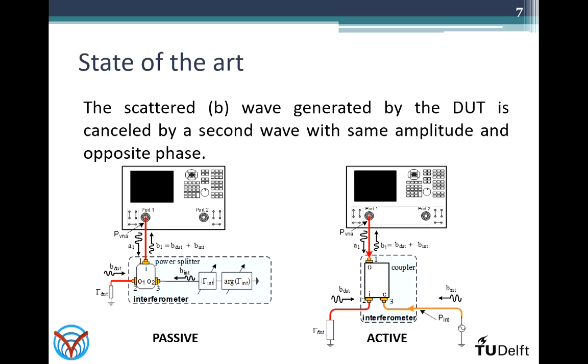On the other side, we have active interferometers. An active interferometer can consist of a coupler or a power splitter and of a second signal source that has to be phase coherent with the source of the VNA. In this way, it's easy to perform gamma cancellation versus frequency, because we can have a B wave of the interferometer changing versus frequency. Of course, the phase stability of the cable can impact the gamma cancellation and then the measurement and the calibration.